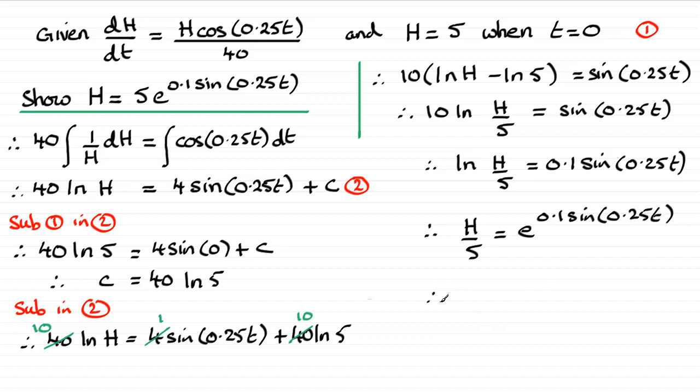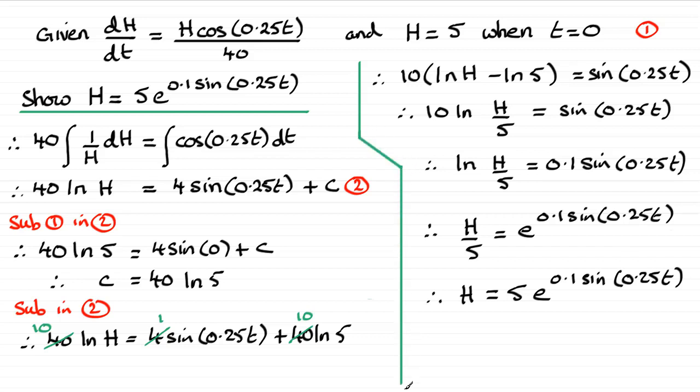You can see we're nearly there now, because if I multiply both sides by 5, I end up with the result that we've got to prove, that h equals 5 times e to the power 0.1 sine of 0.25t. Okay, so I'll just tidy this up, just border this off down through here, and there you go. So I hope you're able to do that one. If not, at least you've seen how to tackle it, okay?